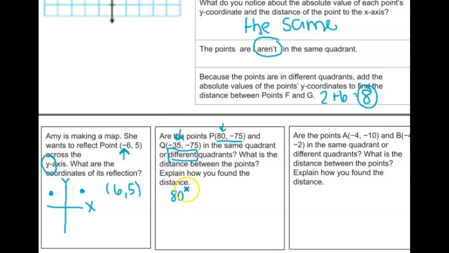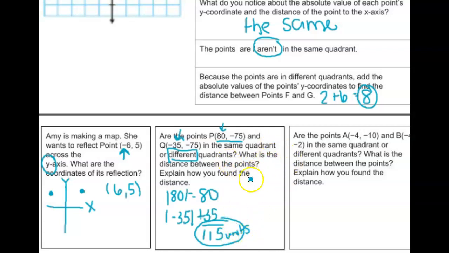So I have the absolute value of 80 equals 80. The absolute value of -35 is 35. And we're going to add those together. So I have 115. That is the distance between them. If you want to be fancy, you can label it with units. We added them because they're in different quadrants. When they're in the same quadrant, we have to subtract them. And we'll do some examples on that coming up.